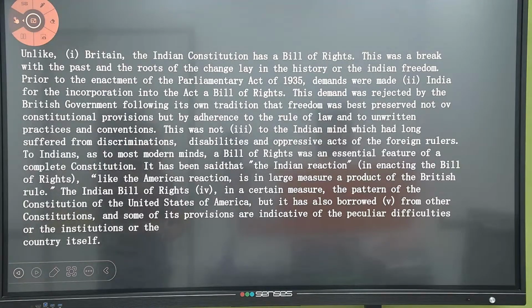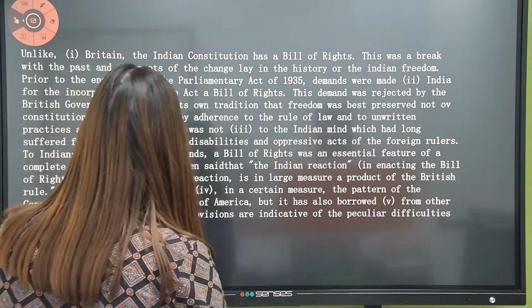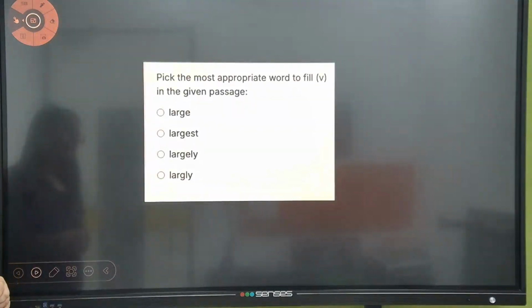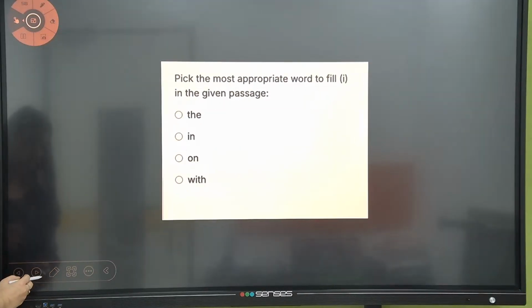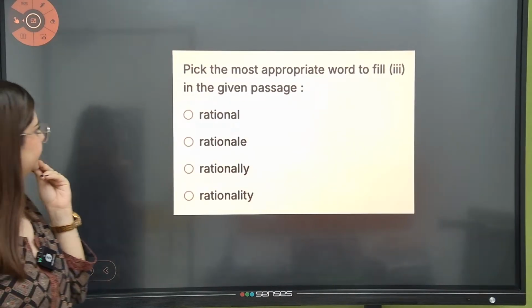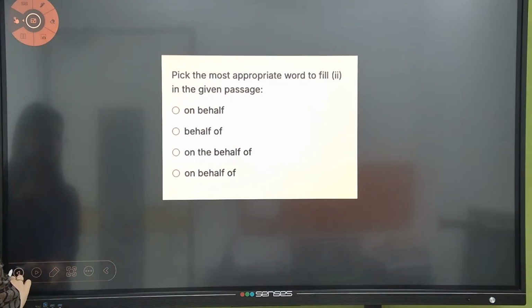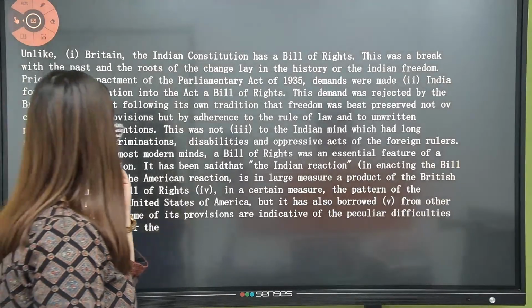It has been said that the Indian reaction in enacting the Bill of Rights, like the American reaction, is in large measure a product of the British rule. The Indian Bill of Rights, 4, in a certain measure, the pattern of Constitution of the United States of America, but it has also borrowed, blah, blah, blah. I think there is some error in this question because the options do not make sense. I think there is some error in this particular part of the questions.